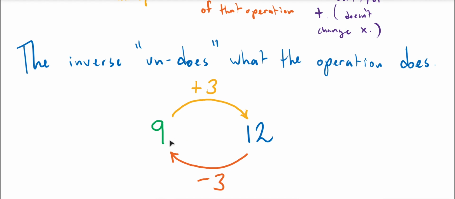If we started with x being something like 9, for example, adding 3 would bring me to 12. But then this 12 is going to need to get brought right back to 9 by some kind of inverse operation, which we can see needs to be minus 3.